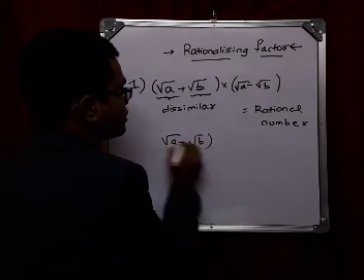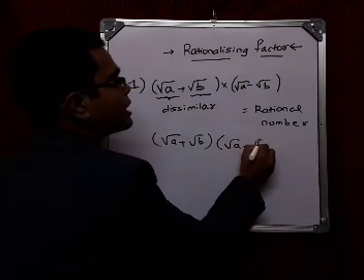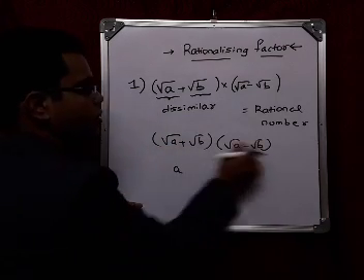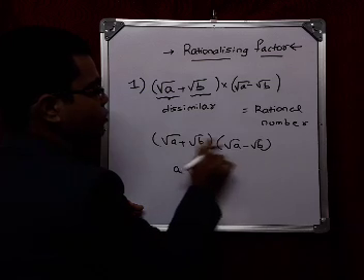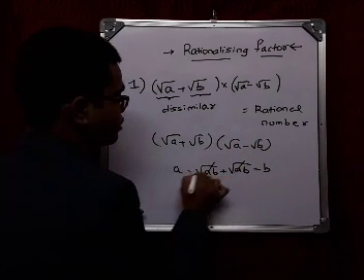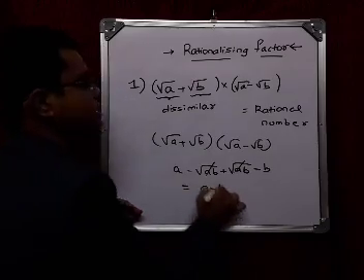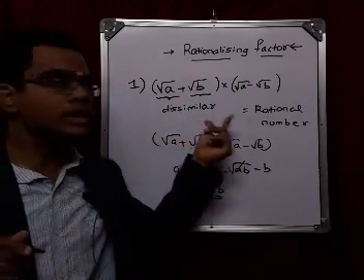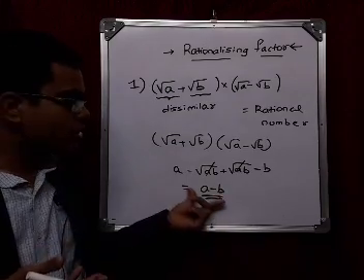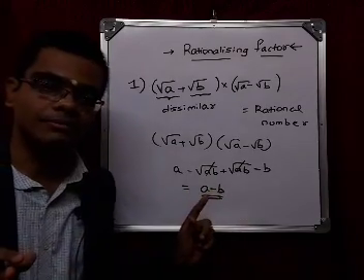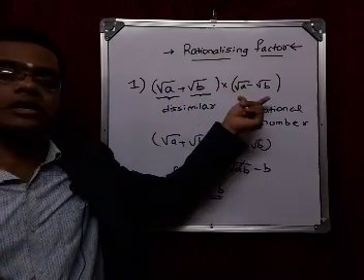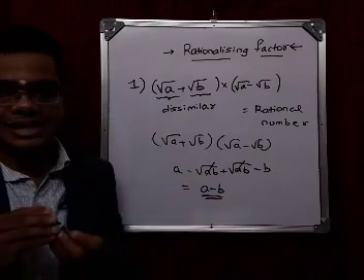Root a plus root b into root a minus root b, correct? If you multiply this, root a into root a is a, root a into root b is minus root ab, root b into root a is root ab, minus b. So these two get cancelled and you get a minus b. So multiplying root a plus root b into root a minus root b, you get a rational number. a and b are rational numbers, right? So a minus b is a rational number. So for any surd of the form root a plus root b, root a minus root b is a rationalizing factor.